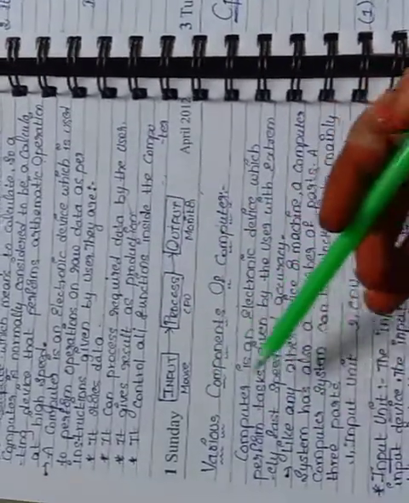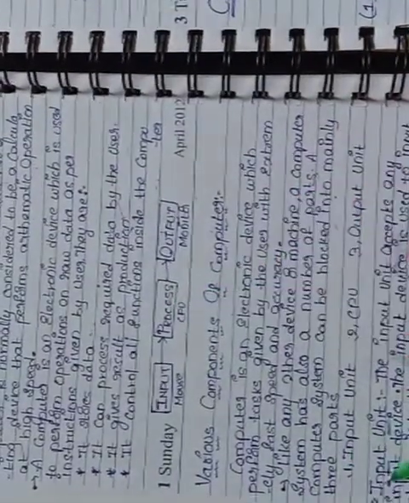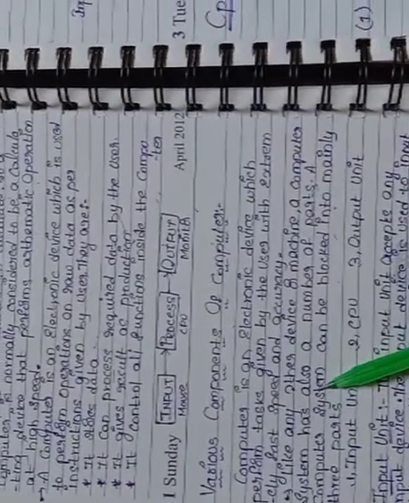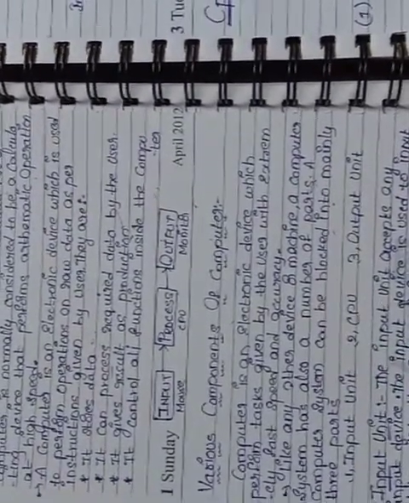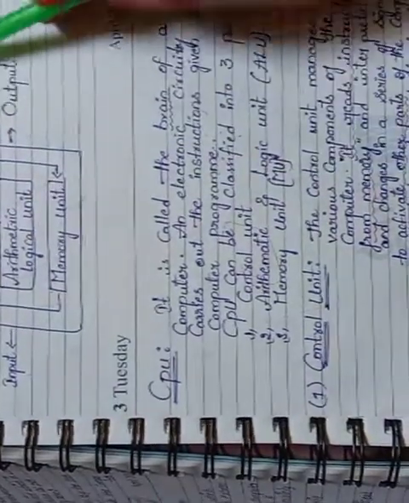Okay, in the next part we are discussing the various components of the computer. What are the various components of the computer? Input unit, CPU, and the output unit. What are the input units? Input units are mouse, keyboard. These are the input units. Okay, in the next part we are going to discuss the functions of the input unit, meaning what functions the input unit does.